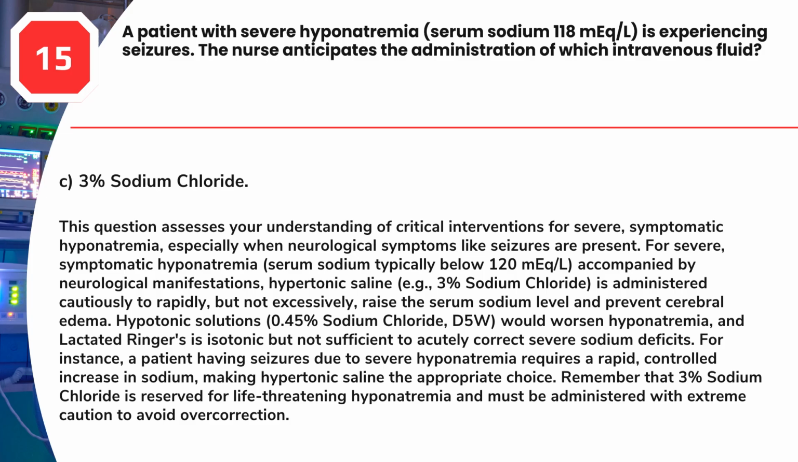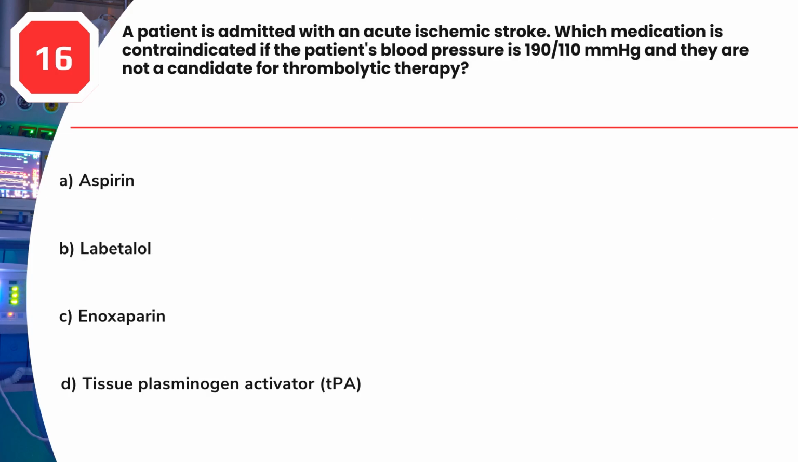Hypotonic solutions, 0.45% sodium chloride, D5W, would worsen hyponatremia, and lactated Ringer's is isotonic but not sufficient to acutely correct severe sodium deficits. For instance, a patient having seizures due to severe hyponatremia requires a rapid, controlled increase in sodium, making hypertonic saline the appropriate choice. Remember that 3% sodium chloride is reserved for life-threatening hyponatremia and must be administered with extreme caution to avoid overcorrection.